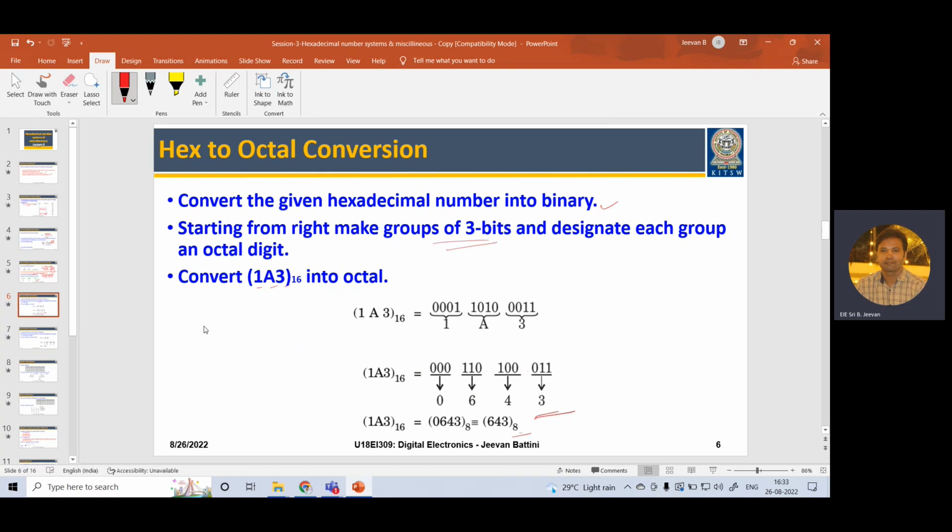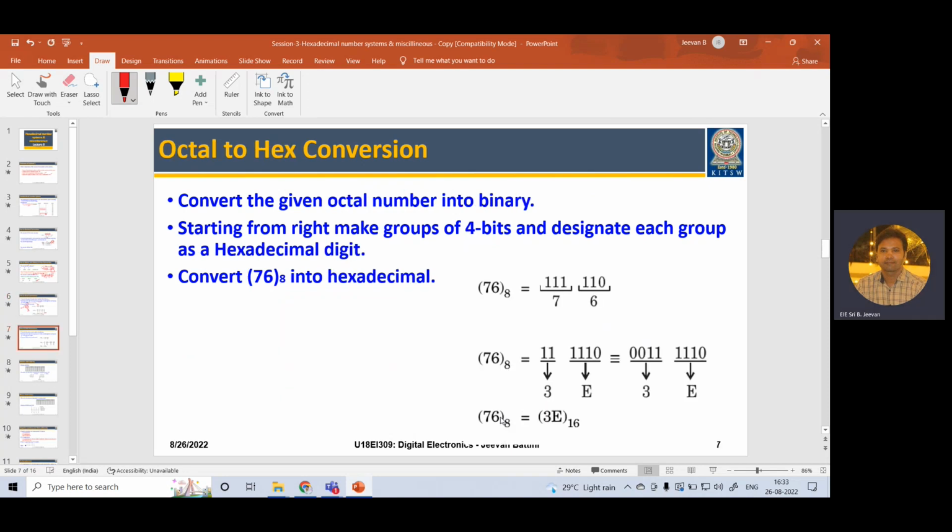You can also use decimal, following the process hexa to decimal and then decimal to octal, but it takes more time for calculating. If the numbers are large, it takes a very long time to find the answer. But this process is very simple: convert to binary, then binary to the other system. For octal to hexa, 76 is given. Convert it into binary, representing in 3 bits because 76 is octal, and then split into 4 bits because we need the hexadecimal format.